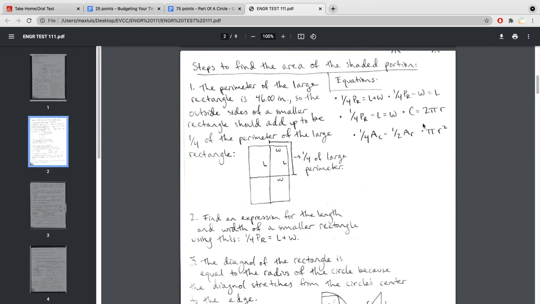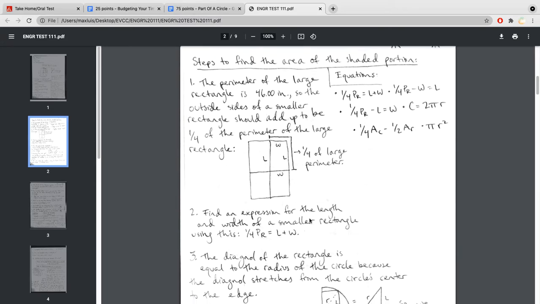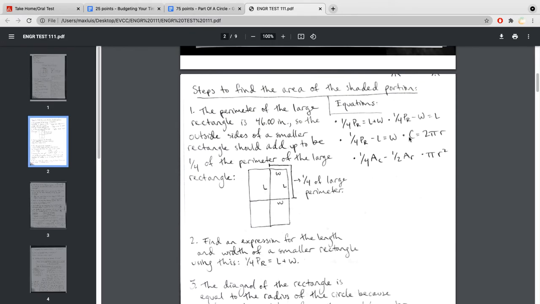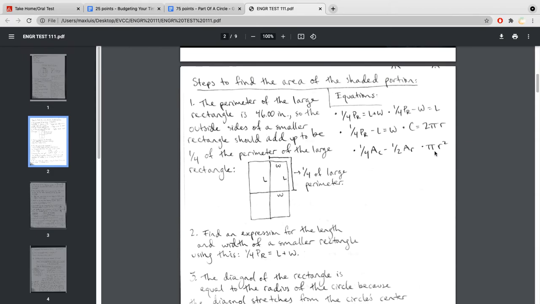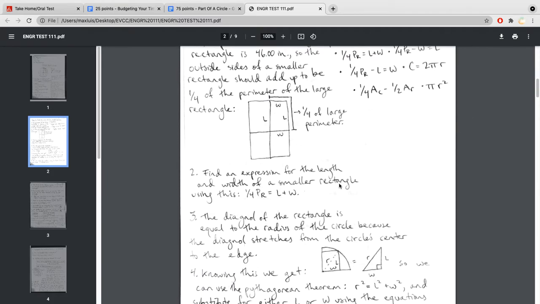We'll just be using this later. I'll explain why later on. And then another equation we'll be using is pi r squared, or the area of a circle formula. I don't know if I said this was the circumference, this is area.